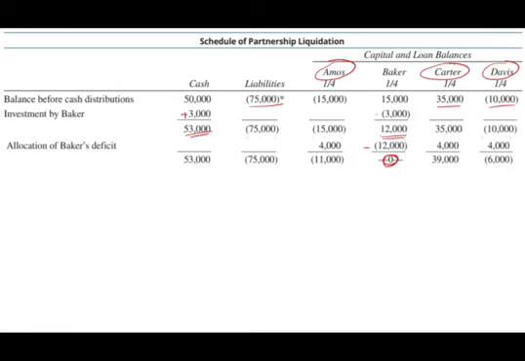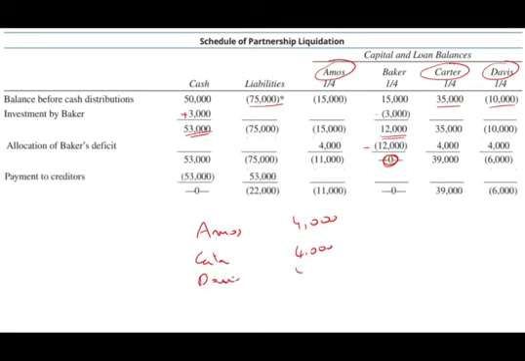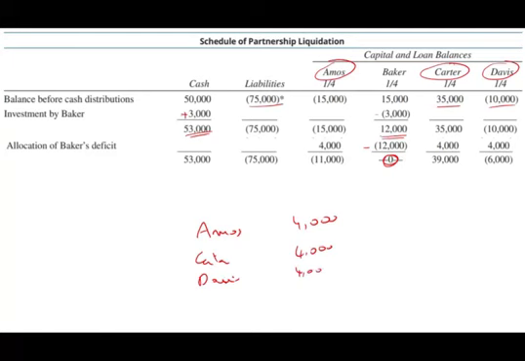It's going to reduce Amos' balance by 4, increase Carter's deficit by 4, and reduce the capital of Davis by 4. Notice the credits are capital. So what's the journal entry for this? The journal entry is we're going to debit Amos 4,000, the capital of Amos. We're going to debit Carter capital 4,000. Sorry, debit those accounts. We're going to debit Davis 4,000, and we're going to credit Baker 12.